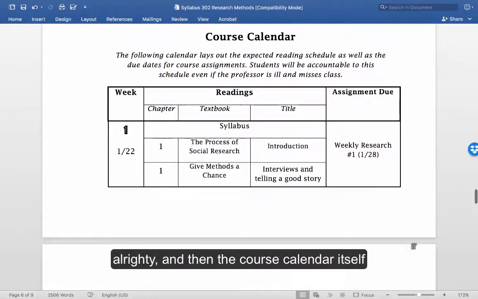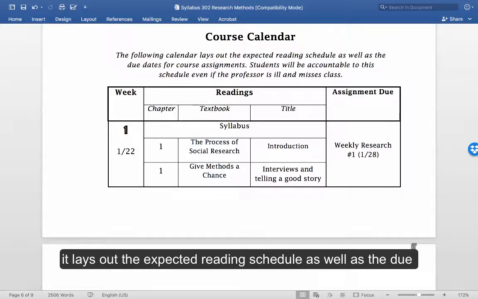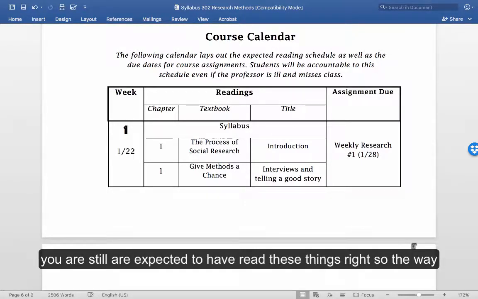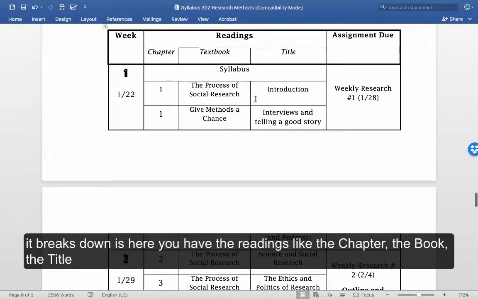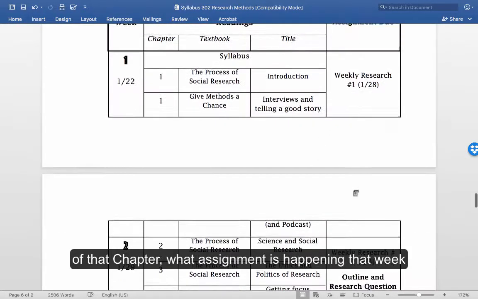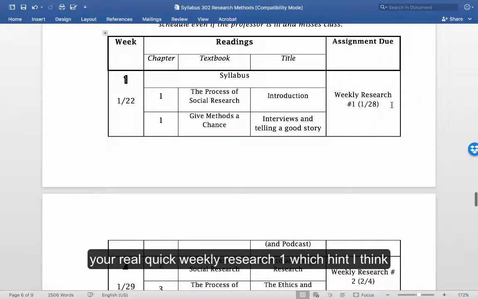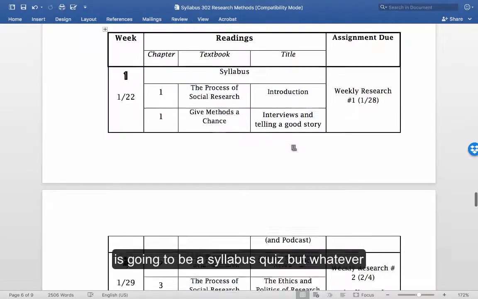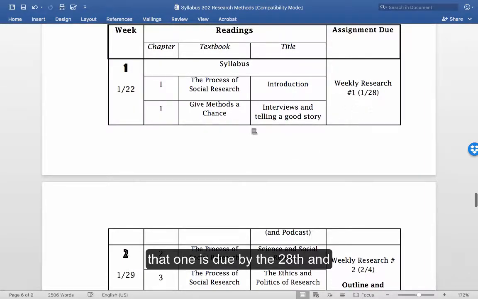Alrighty, and then the course calendar itself, it lays out the expected reading schedule as well as the due dates for assignments. So even if I'm sick or anything, gets kind of changed around, you're still expected to have read these things, right? So the way it breaks down is, here you have the readings like the chapter, the book, the title of that chapter, what assignment is happening that week, right? Your real quick weekly research one, which, hint, I think is going to be a syllabus quiz, but whatever. Right, that one is due by the 28th.